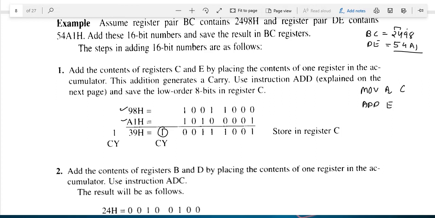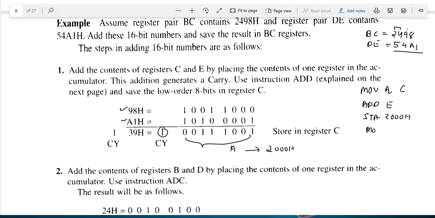So after adding the lower byte, we will move this data that is in the accumulator to a memory location. For example, STA 2000H. This will move the result. Means if we move this data, which is in the accumulator, to the location 2000H, we'll write STA 2000H. It will move the lower byte result to this location.